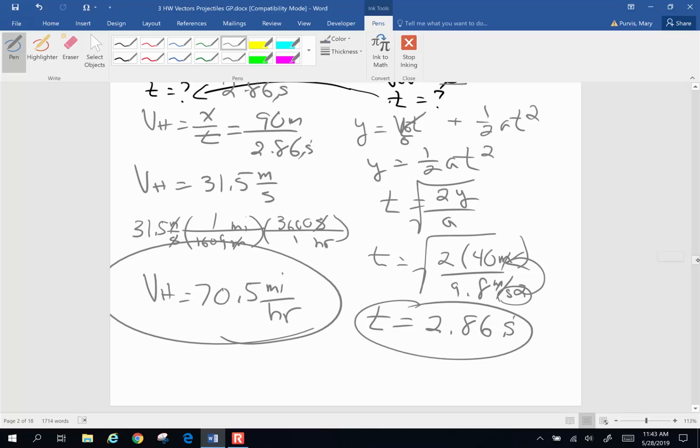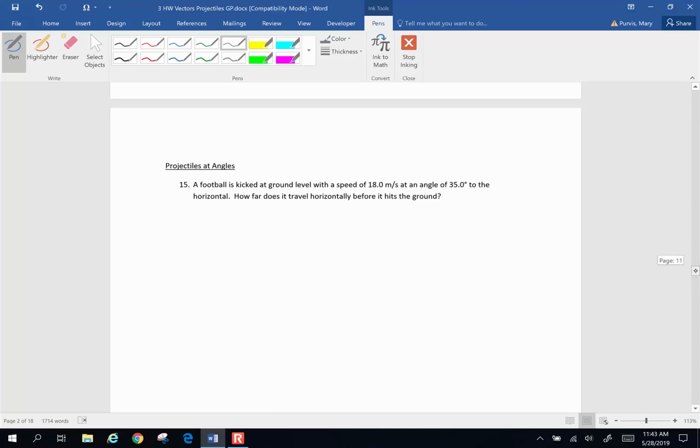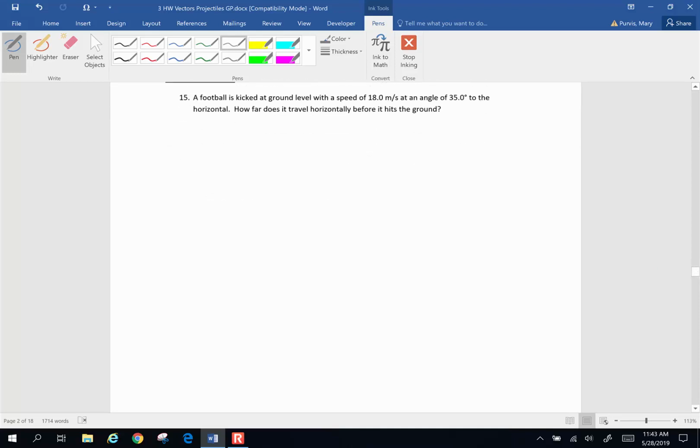All right, let's do another projectile problem. Now we're going to do number 15. The last few of these are projectiles shot at angles. So a football is kicked at ground level with a speed of 18 meters per second at an angle of 35 degrees to the horizontal. How far does it travel horizontally before it hits the ground?